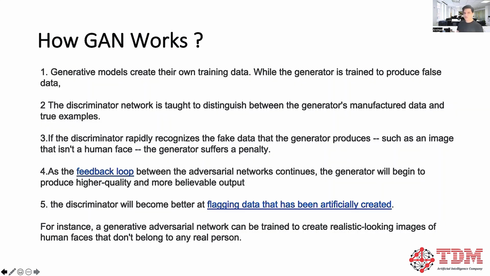So how does it work? The generator model creates its own training set, while the discriminator is trained to detect false data.